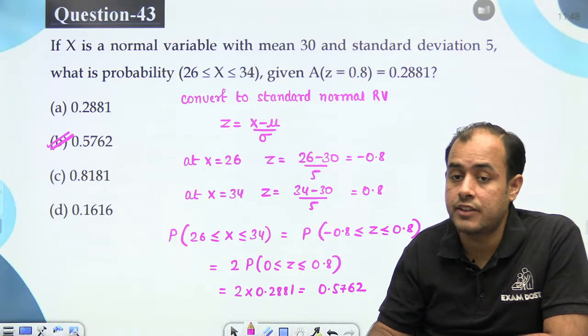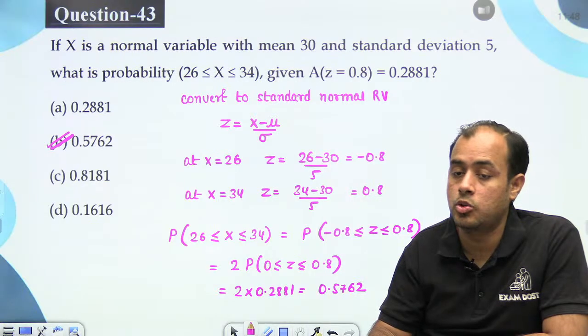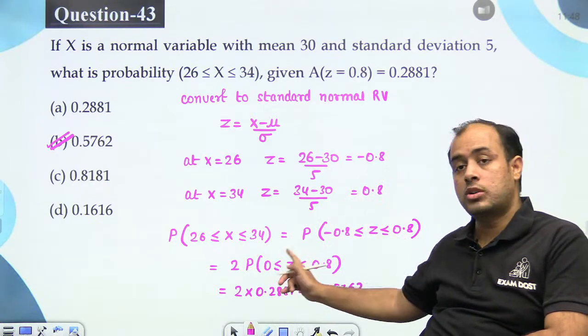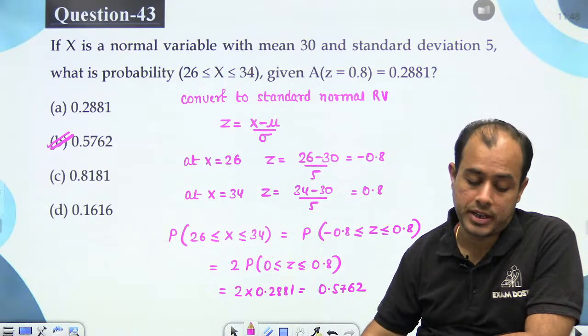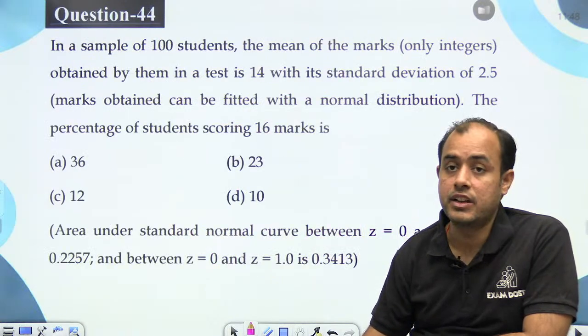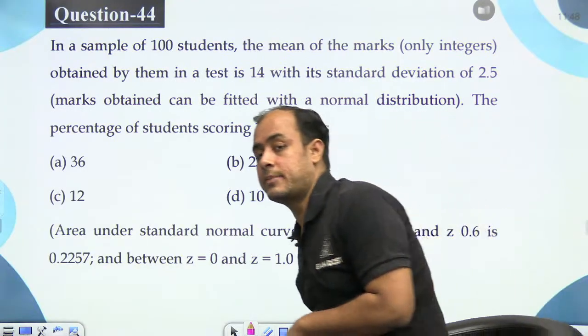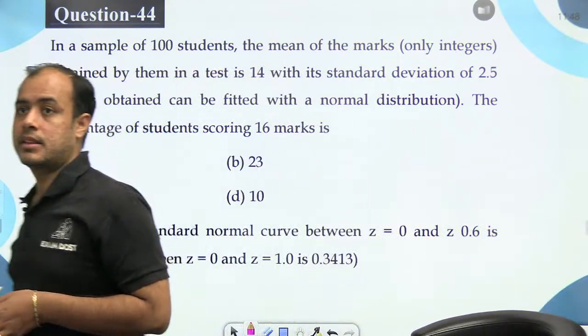Because it is an even function, the area from -0.8 to 0.8 is 2 times the area from 0 to 0.8. ये आपका इवन फंक्शन होता है तो -0.8 से 0.8 का एरिया 2 टाइम्स होगा 0 से 0.8 का.